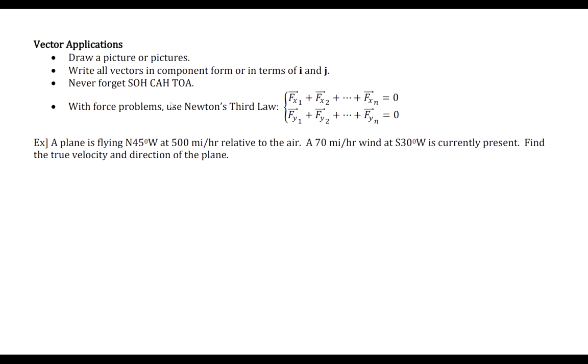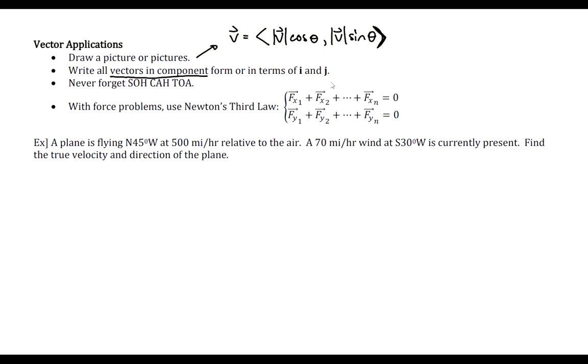So in these problems, what we want to do is draw a picture. We usually want to write our vectors in component form. They often give us these vectors in terms of magnitude and direction. So we would do magnitude of v cosine of theta, comma, magnitude of v sine of theta. So there it is in component form. Or you could do it in terms of i and j.